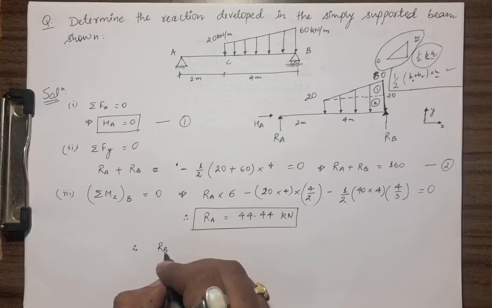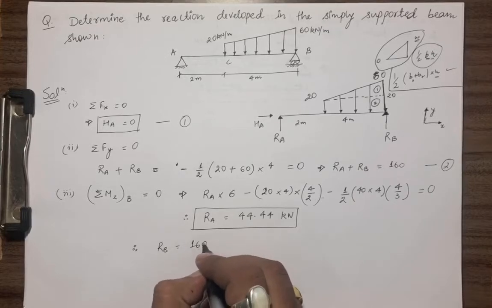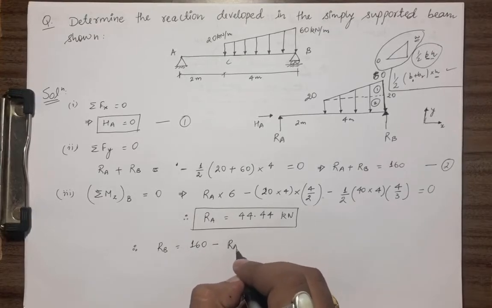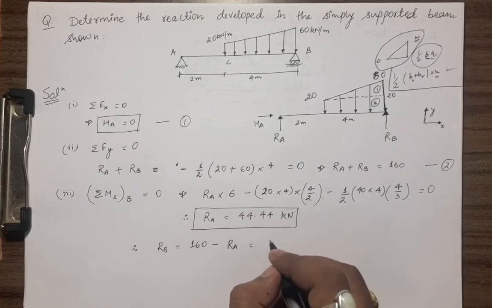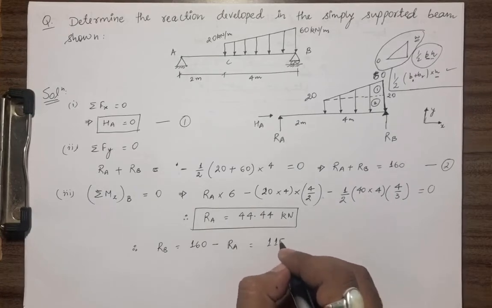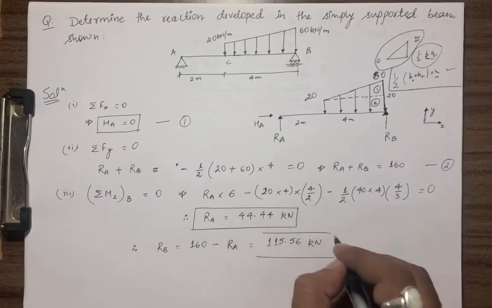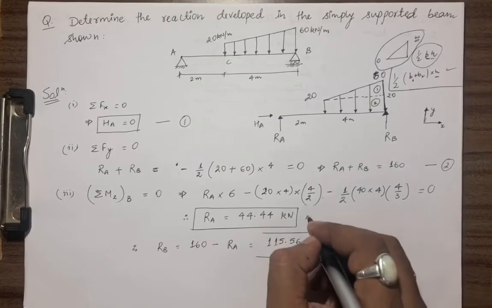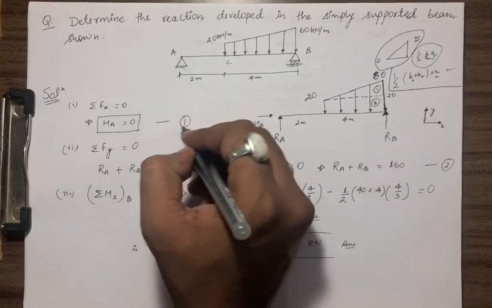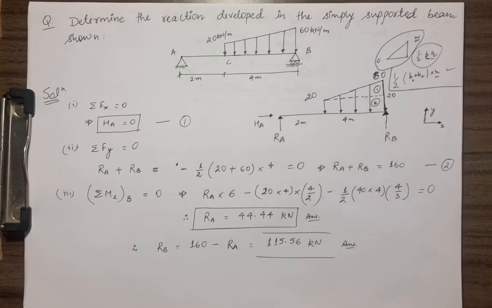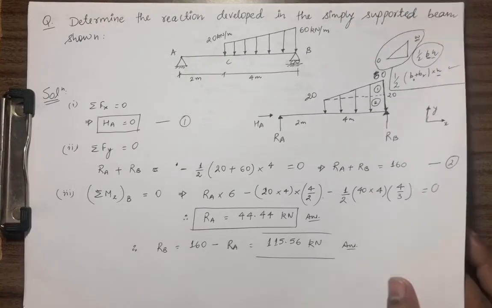Hence Rb will be 160 minus Ra, so you will get 115.56 kilo Newton. So these are the values of the reactions. These are very simple problems, these are not very difficult problems.